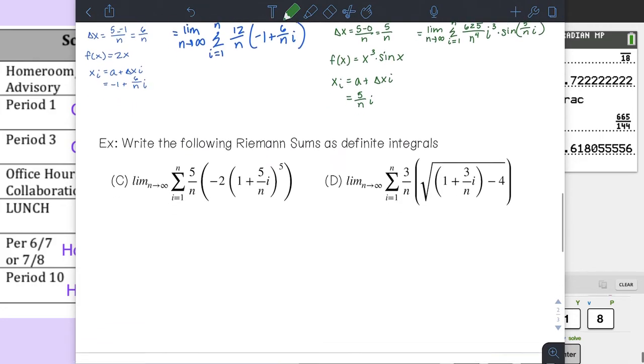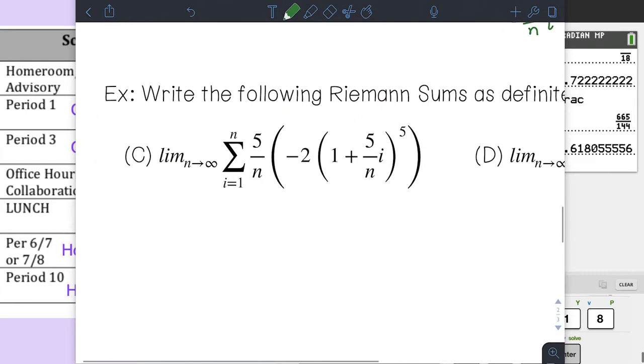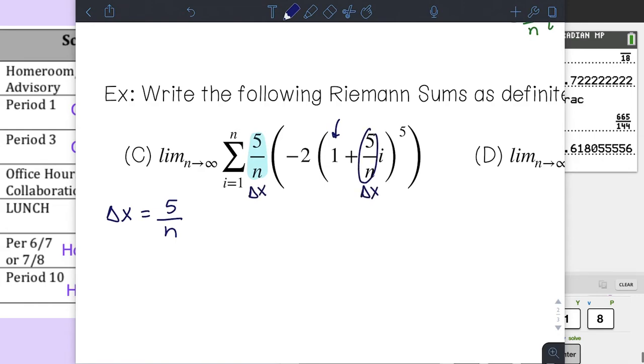So on the outside, if I'm looking at example C, this would be my delta x. So delta x is equal to 5 over n. And then I can see on the inside, so the inside is representing my f of x i. And what I want to pay attention to is this, right? So I can see this is my delta x here, and it's popping up over here. So this is going to be my a value. That's going to be my starting point for my interval. And I can tell that because this looks like a plus delta x i on the inside. So my a value is equal to 1.